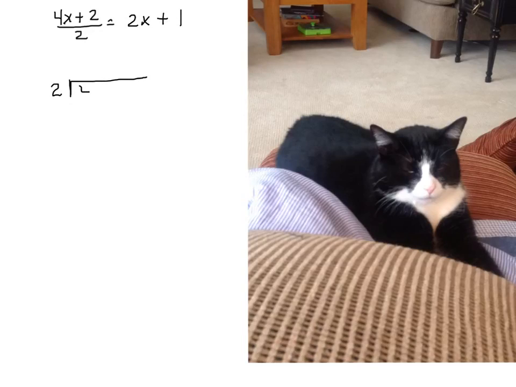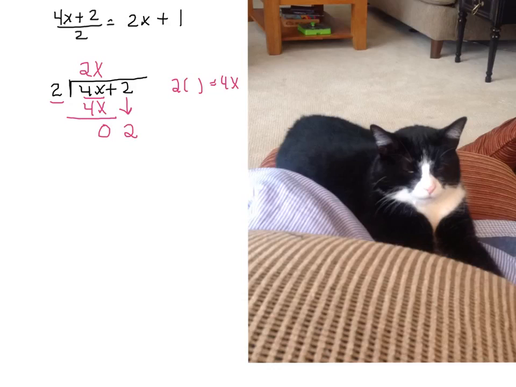2 goes into 4x plus 2, and you would say, all right, 2 goes into 4x how many times? When I say that, what I mean is, what would I have to multiply 2 by so that my answer is 4x? Well, I would have to multiply 2 by 2x. So I put a 2x up here, and then I say 2x times 2 is 4x, and then I subtract to get 0. Bring down the 2.